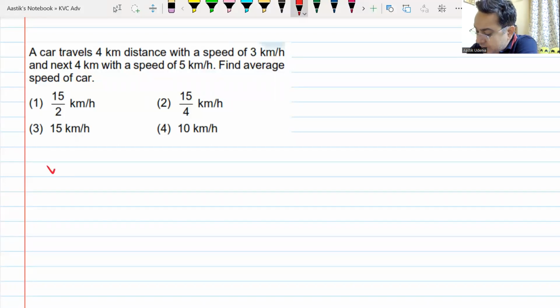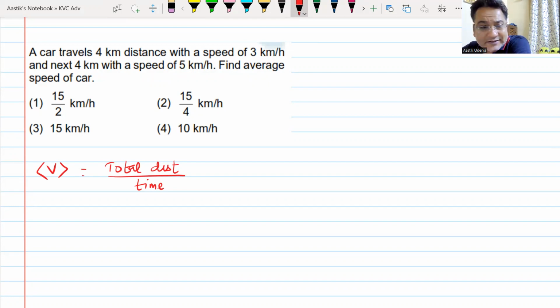15 by 4 is the average velocity. Here average speed is total distance divided by total time. Do we remember this? Yes, sir. Total distance is 4 plus 4. Total time, first case 4 by 3, second case 4 by 5. You divide and you land up with the answer 15 by 4. Do we understand this? Yes. Chalo, then we move on to the next one.